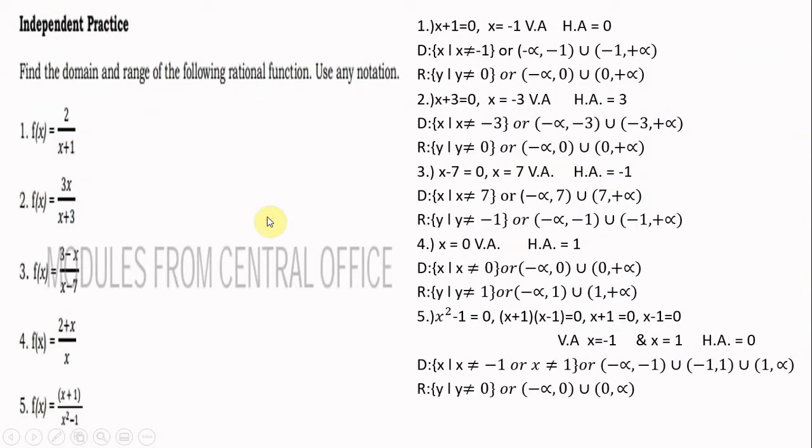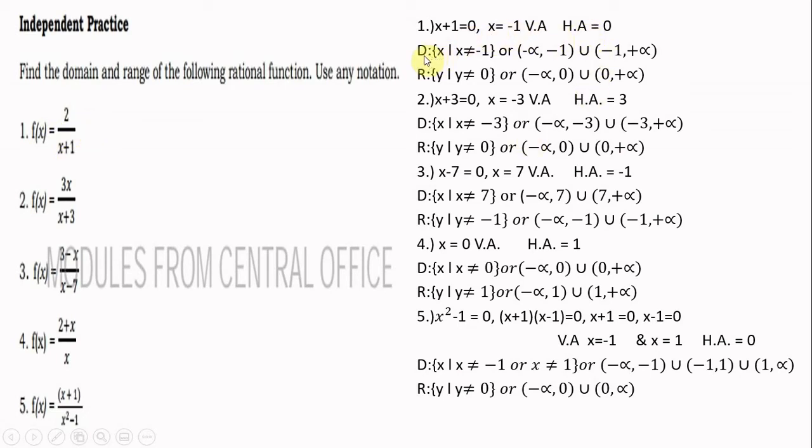Okay, so independent practice now. Find the domain or range of the following rational functions. So what is the domain of this? To get the domain, all you have to do is equate the denominator to 0 and find the horizontal asymptote. So if we equate x plus 1 equals 0, the answer is x equals negative 1. This is our vertical asymptote. And our horizontal asymptote is 0, since the degree of the numerator is 1 less than the degree of the denominator. So automatically, our horizontal asymptote here is 0.